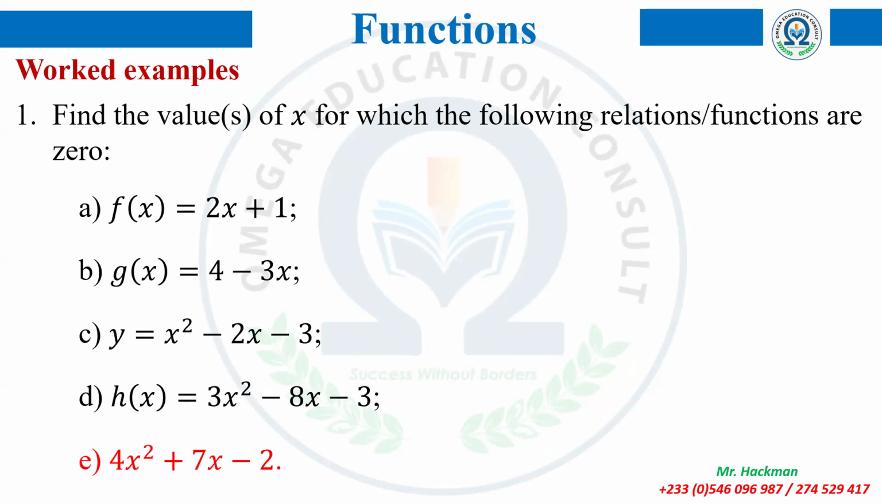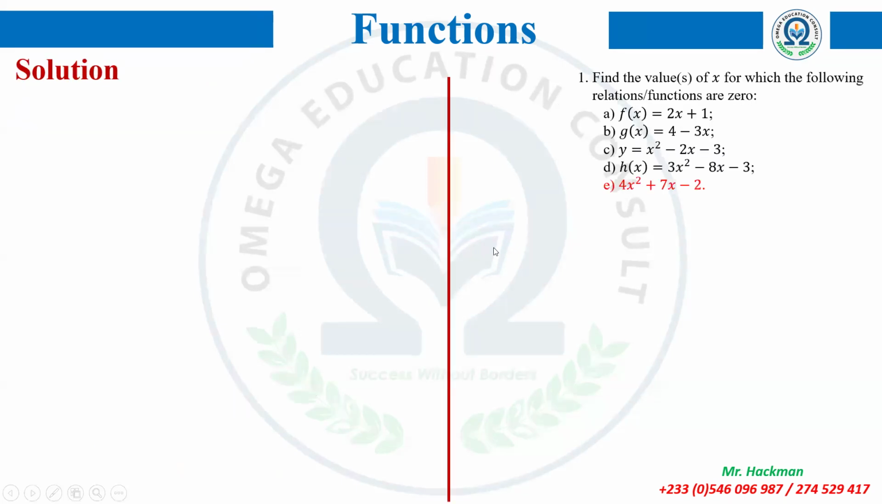So, example 1: find the values of x for which the following relations or functions are 0. You have about, I think, 5 functions. Obviously, the one in red will be for you, and it's likely to be a class exercise. So we'll be looking at A up towards D together, probably. Okay, so quickly, let's look at the solution.